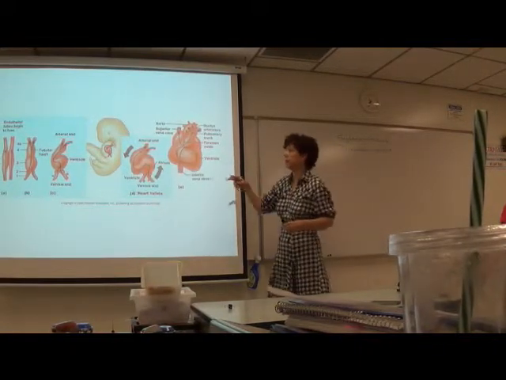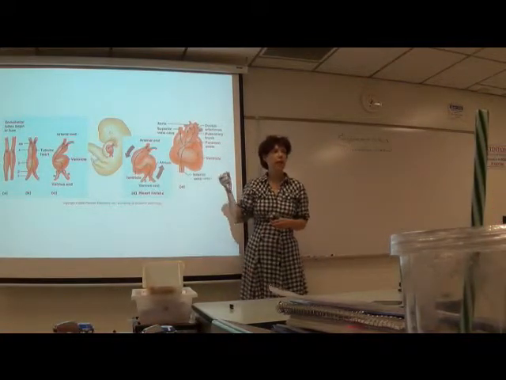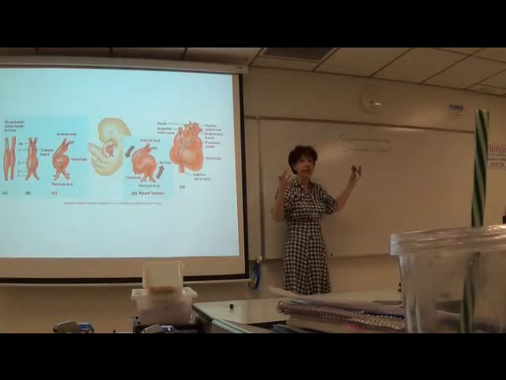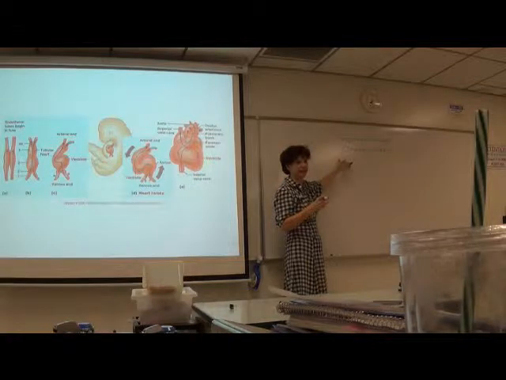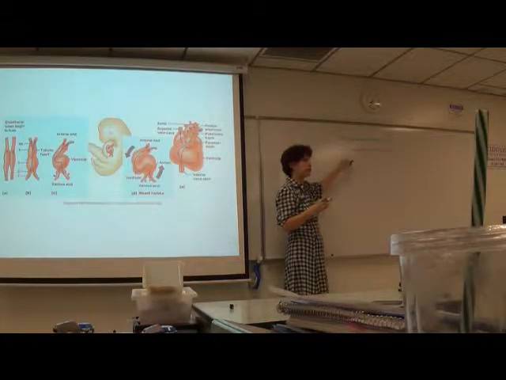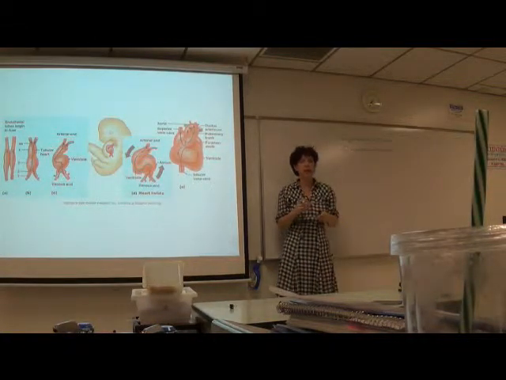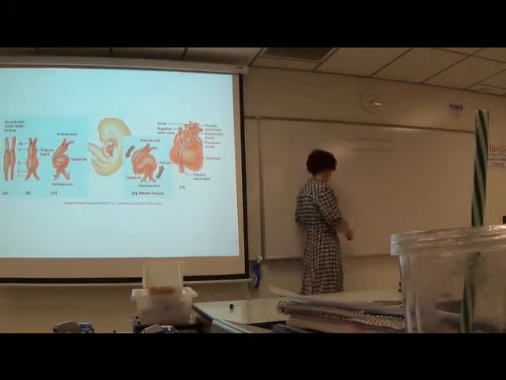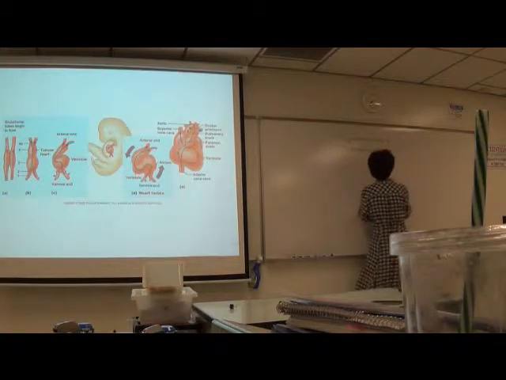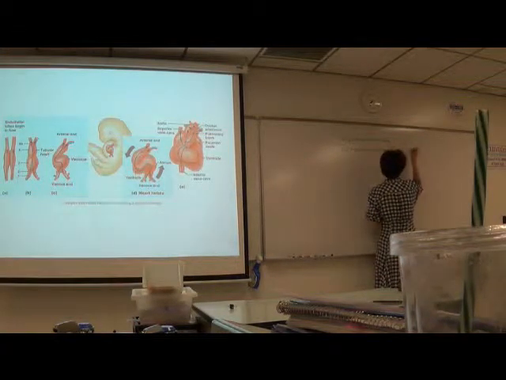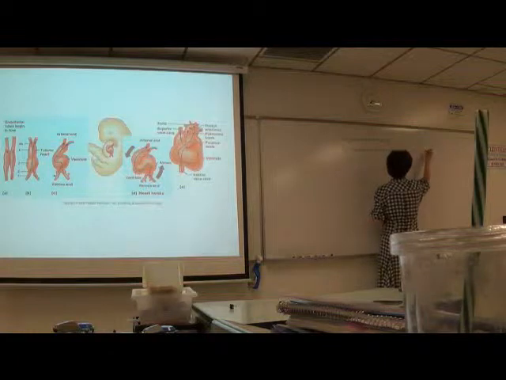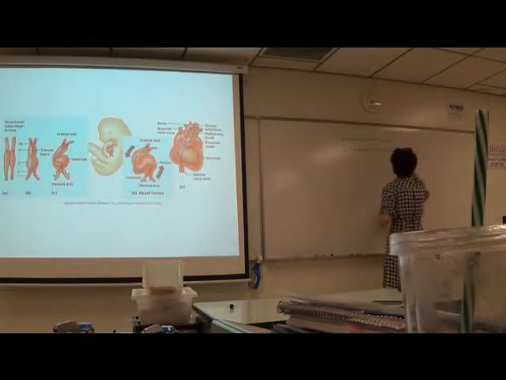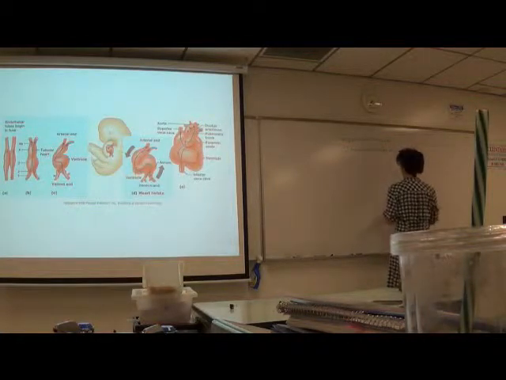So with 2 vessels coming into the heart, we have blood coming to the heart from the systemic circuit, meaning the body, and from the pulmonary circuit. So which of these would be oxygenated and which of these would be deoxygenated? Okay, pulmonary is oxygenated. Actually, probably should draw that in red. That's our typical oxygenated color.